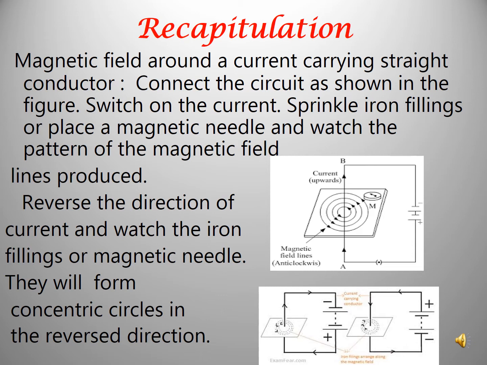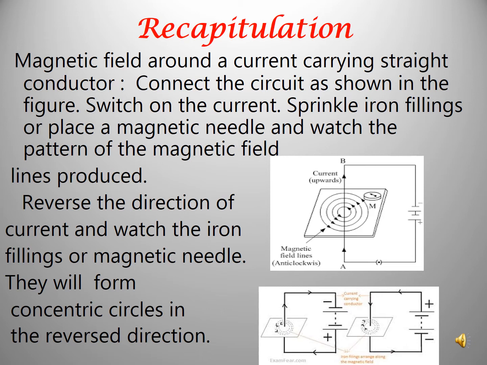Magnetic field around a current carrying straight conductor. Do you remember that we have learned in the last PPT? Yes. We need to connect the circuit as shown in the figure, and then we have to switch on the current. Sprinkle iron filings or place a magnetic needle and watch the pattern of the magnetic field lines produced.